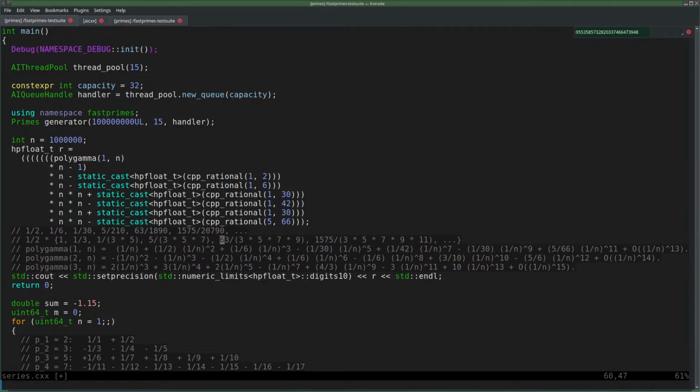63 is 3 squared times 7. And what is this? 1575 divisible by 5. And again, it's 5 squared. 63 times 5 squared.